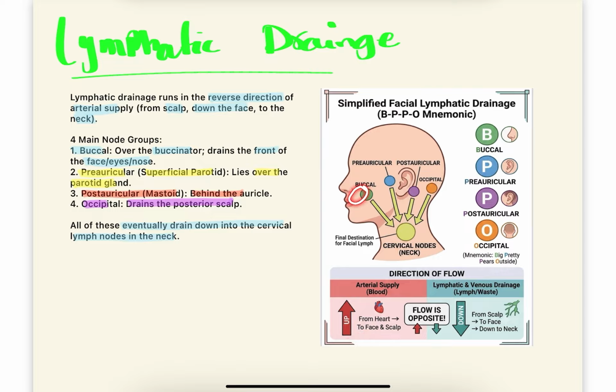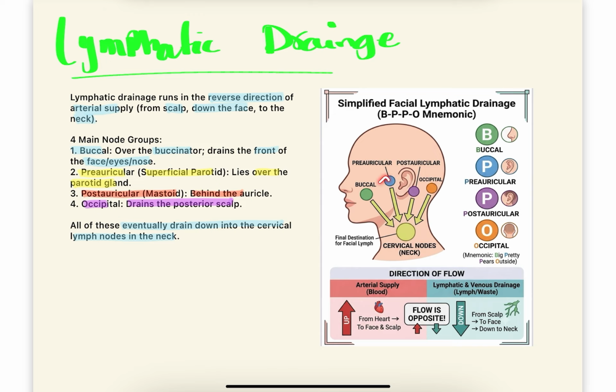I have the buccal, preauricular, postauricular, and occipital. So the buccal, it's over the buccinator. It's over the buccinator, okay, and it drains what? It drains the face, the eye, and the nose. So the front of the face, the eyes, and the nose.